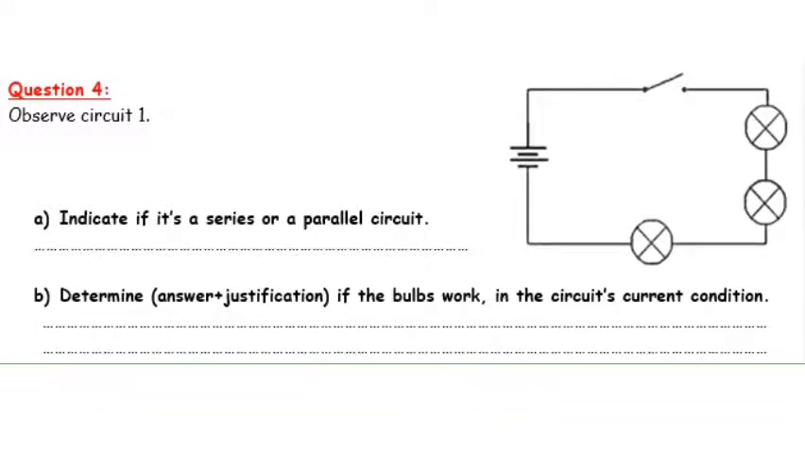Fourth question. We have a circuit diagram made of a battery, 3 light bulbs, and an open switch. Part A, indicate if it's a series or a parallel circuit. So as you know, a circuit that has only one path for the current flow is a series circuit. So the current flows in a path from the battery to the first bulb, then to the second and third bulb. And when the switch is on, the electrons will go back to the positive side of the battery. So this is a series circuit.